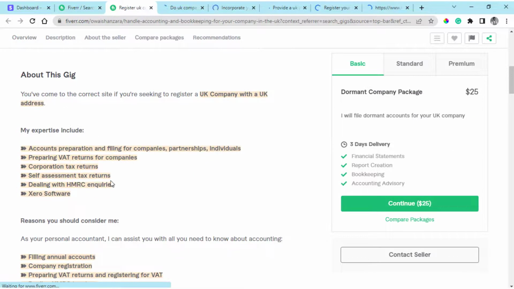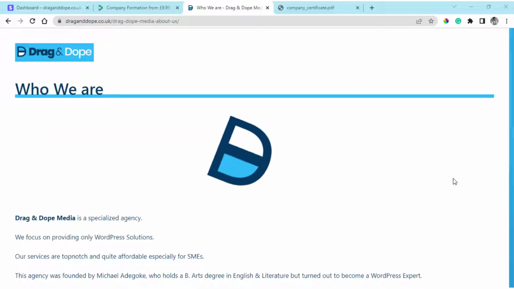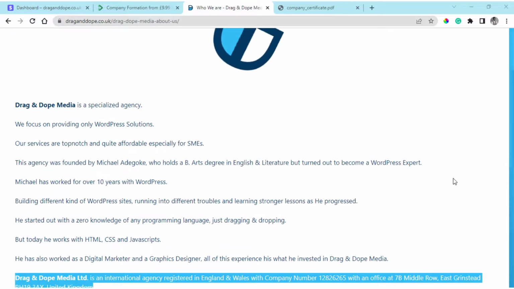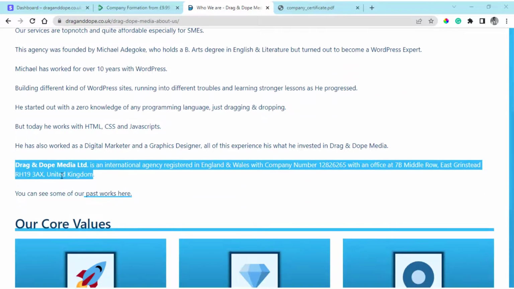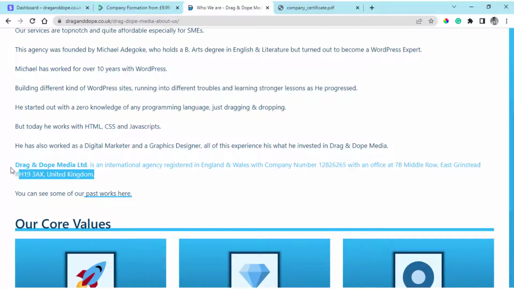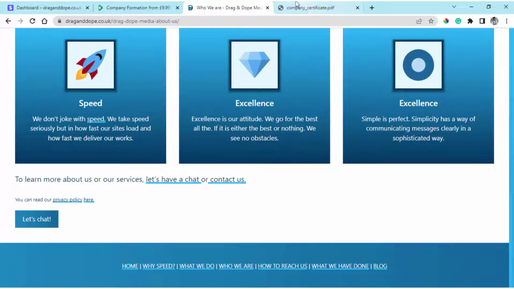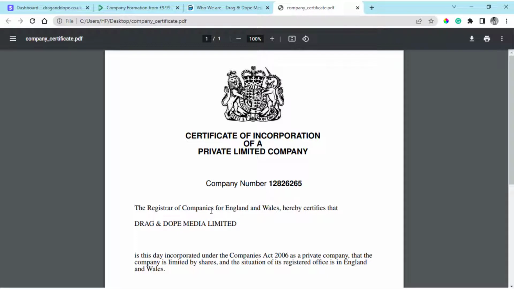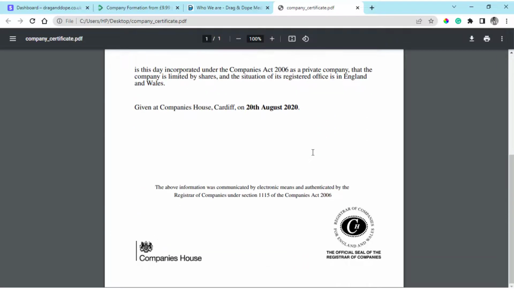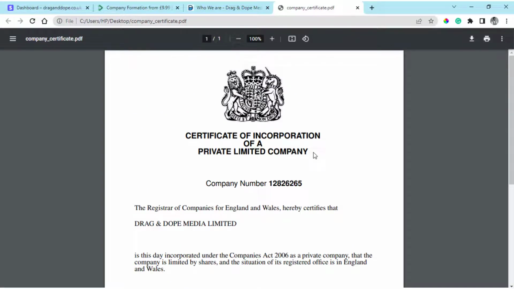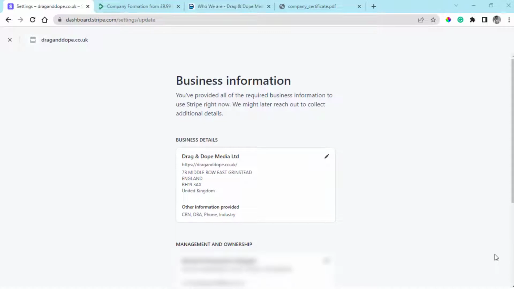I do have my own office address. I'm going to show you my business registration document. This is my address in the United Kingdom, and this is my registration document. This is the number, as you can see. Once you've done that, just log on to Stripe, and in the details you input your company name, after your company is formed.